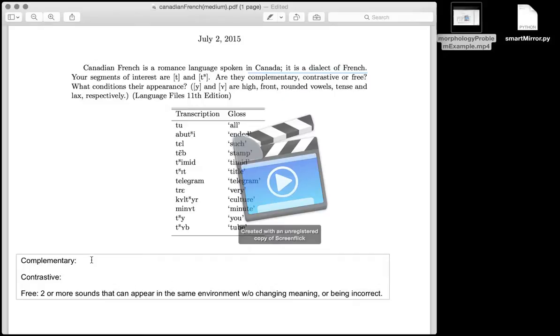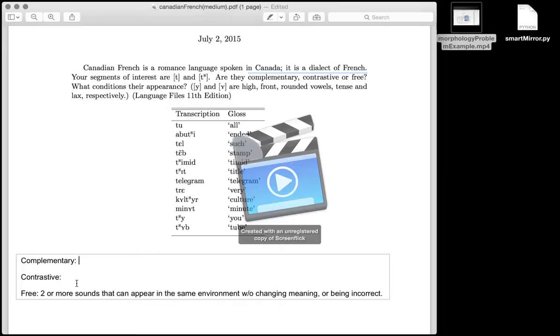Okay, next I'll do complementary sounds, only because I think that complementary sounds are going to be the ones that we deal with the most in this class, because complementary sounds are the ones that will involve the rule writing, which is basically the hardest part of this and the point of doing these problems. Complementary sounds are two or more sounds that are underlyingly the exact same sound, but they can never ever appear in the same location.